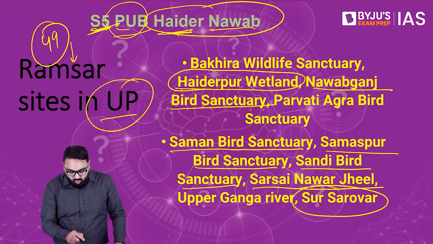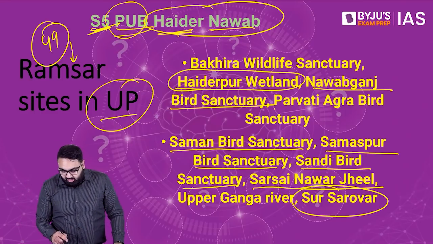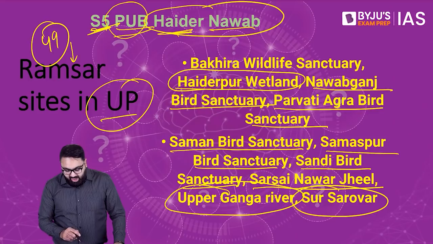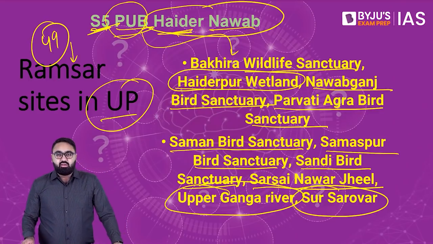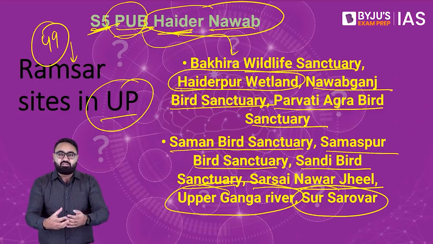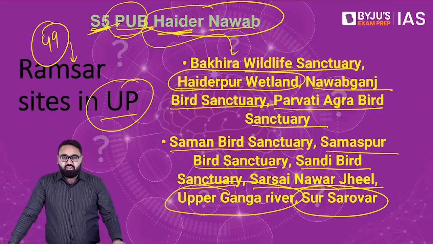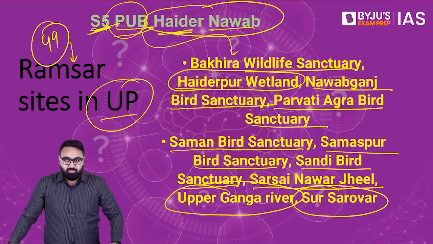Then we have PUB, pub. P stands for Parvati Agra Bird Sanctuary. Then the letter U here stands for Upper Ganga River, and the last letter B here stands for Bakhira Wildlife Sanctuary. So again, Haider Nawab, a person who has a Samsung S5 phone and likes going to the pub. This is how you can remember the Ramsar sites that are in the state of Uttar Pradesh, UP.